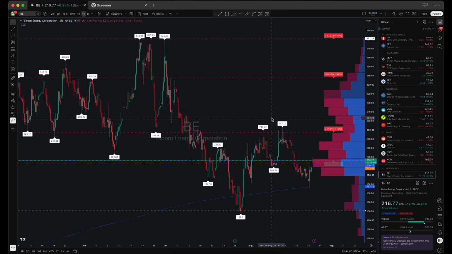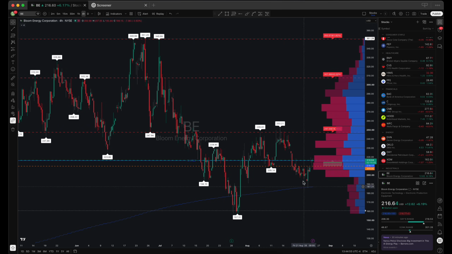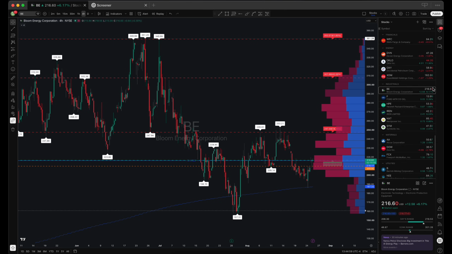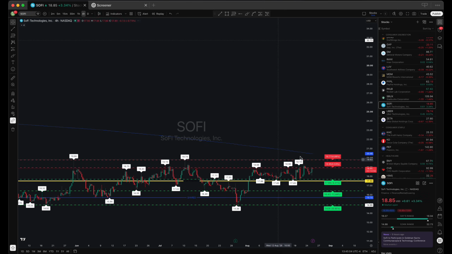Now, alternatively, what happens if we are trading below the 200-day SMA? Because I don't consider this to be something where, oh, we're trading below it, immediately the trade is canceled. Let me find you guys a good example of that. I'm going to go back to SoFi, and then we'll come back to Bloom Energy to continue this.